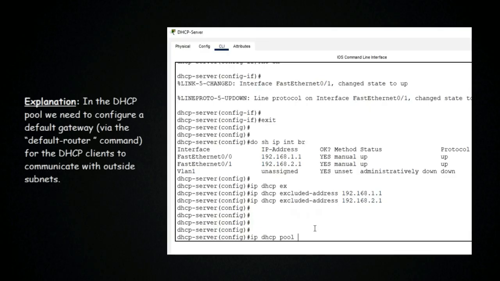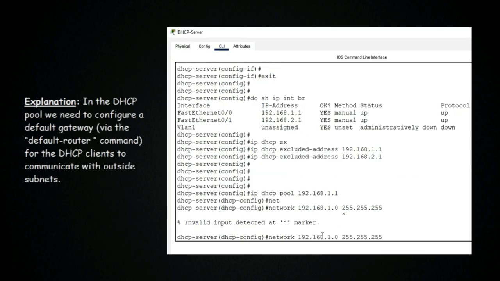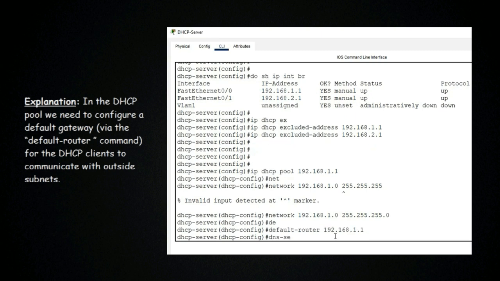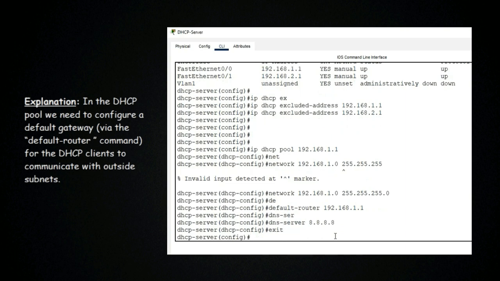In the DHCP pool, we need to configure a default gateway via the default-router command for the DHCP clients to communicate with outside subnets.